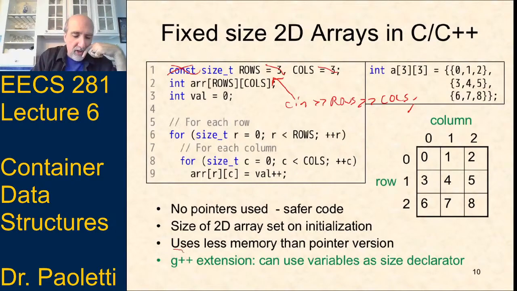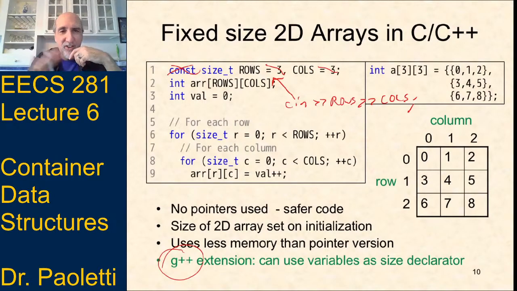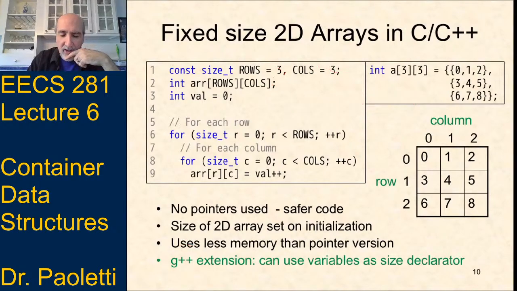Now that's G++ only. Visual Studio doesn't allow it. The Clang or LLVM compiler does not allow it. So you don't want to get into the habit of using this. It's compiler dependent, and if you pulled this out in an interview, it would show me that you know one thing about one compiler, but you don't know that it's not portable. So we try to avoid things like that that are compiler specific. I want you to know that it exists, but I want you to not use it.